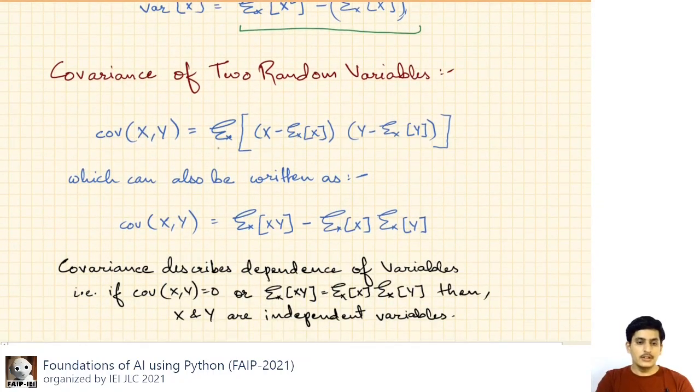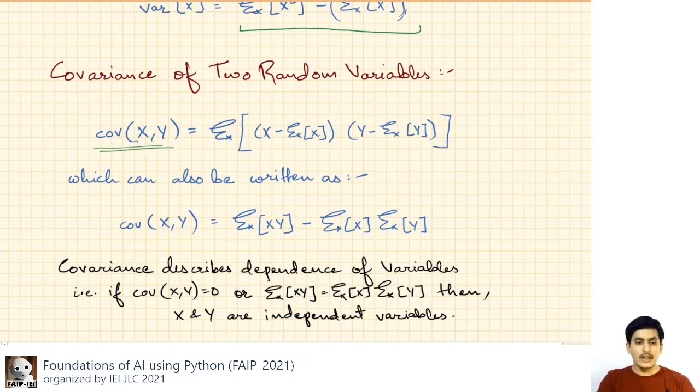Next, we are interested in covariance. Covariance of two random variables. Just like we studied correlation in statistics, now since we are talking about two distributions, a random variable is not just a set of values. Covariance is a relationship between two different distributions, and for that we use the term covariance.